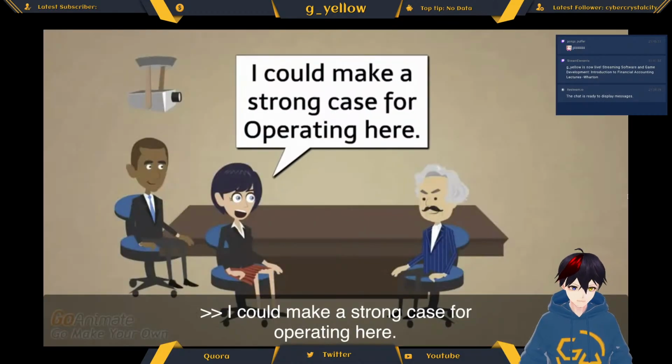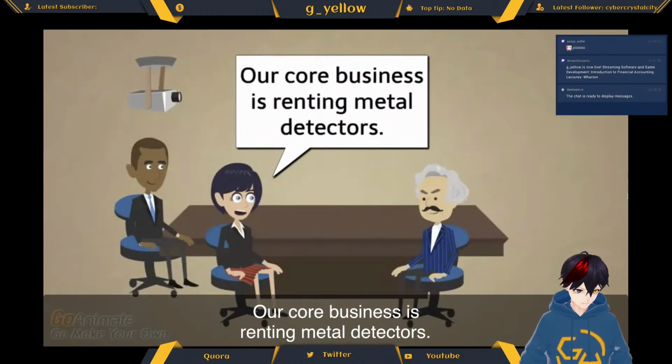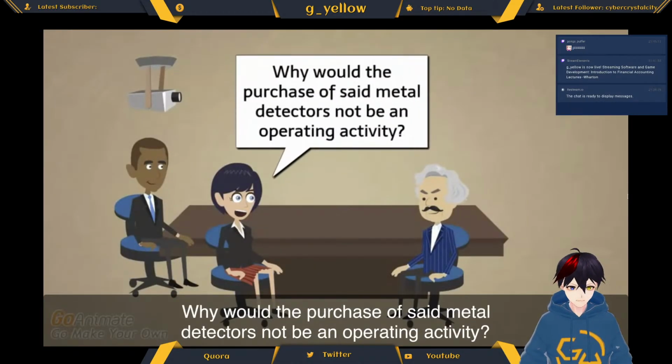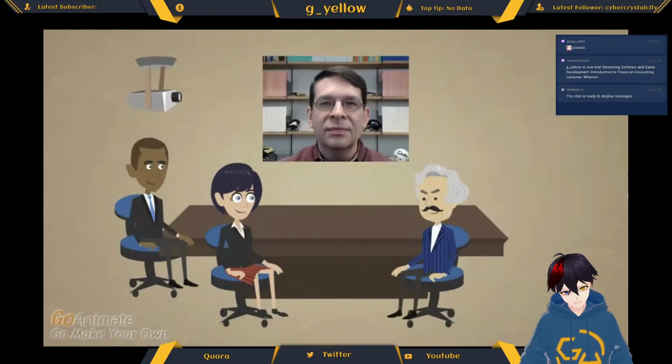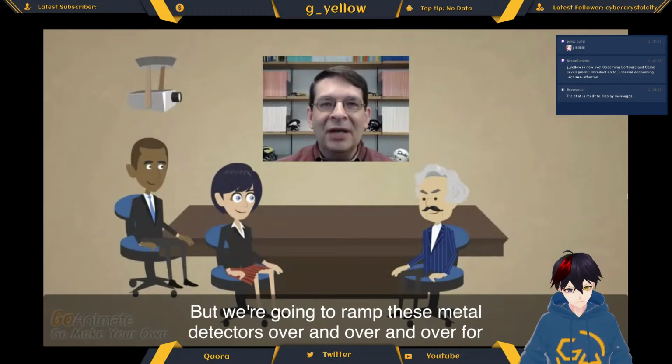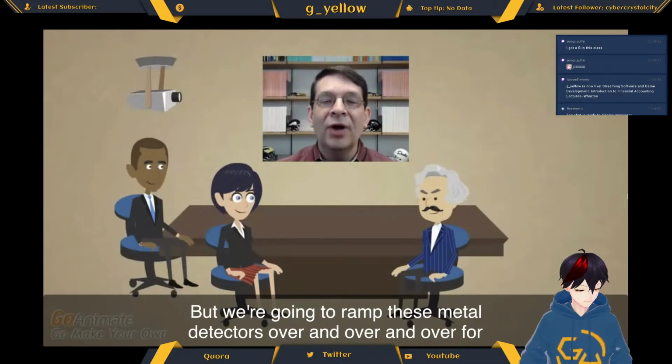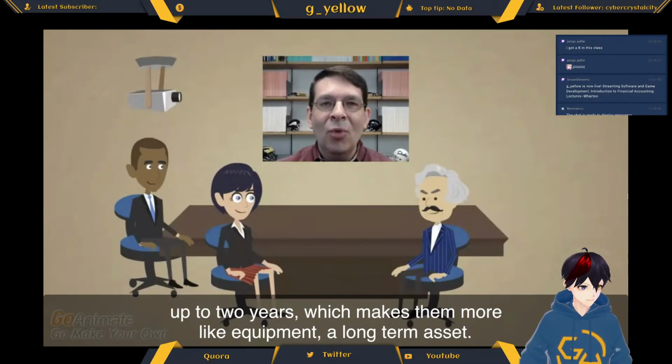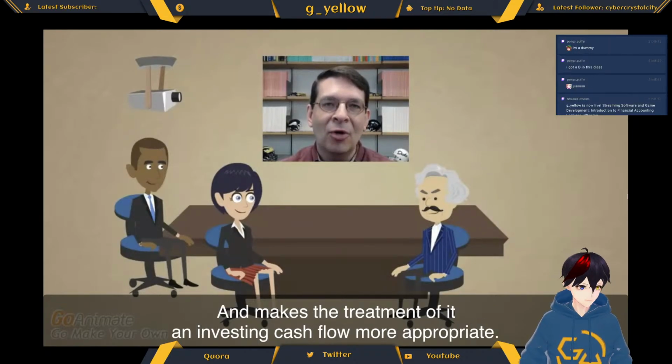I could make a strong case for operating here. Our core business is renting metal detectors. Why would the purchase of said metal detectors not be an operating activity? You are correct that our business is renting metal detectors. But we're going to rent these metal detectors over and over and over, for up to 2 years, which makes them more like equipment, a long-term asset, and makes the treatment of an investing cash flow more appropriate.